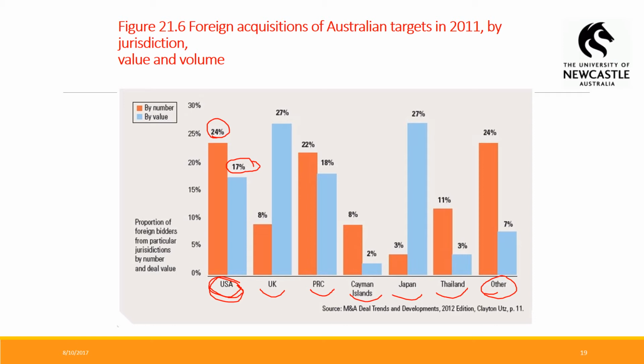So, judging by size, the two biggest foreign investors in Australia are UK firms and Japanese firms, right? Followed by Chinese firms and US firms. For other regions, we do see a lot of activities, but the size of these activities is not too much. Right.